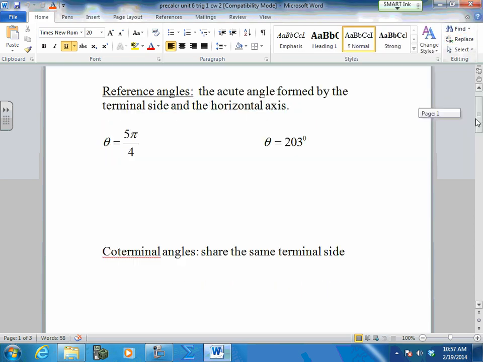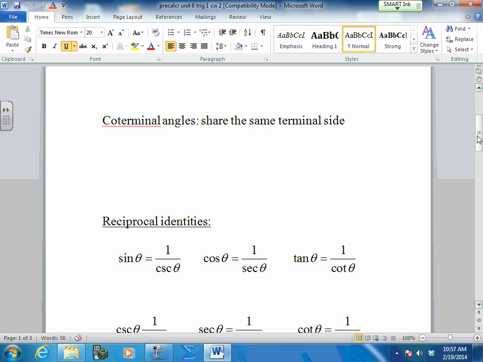Okay. Coterminals. We don't do a lot with coterminals, but just so that you know what a coterminal is. Co means how many?